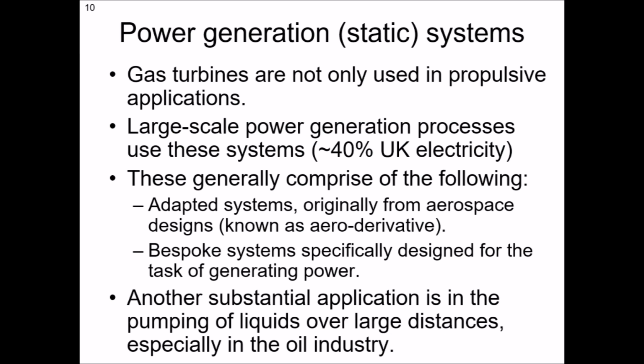When we talk about power generation, then we're talking about gas turbines, which are static. So they're sitting on a frame, and they're being run very similarly to the propulsive applications, the jet engines you've seen in the previous slide, but they're just providing rotation. And there's a huge amount of systems like this in the world. So in the United Kingdom, 40% of all the electricity that's generated in this country comes from gas turbines.